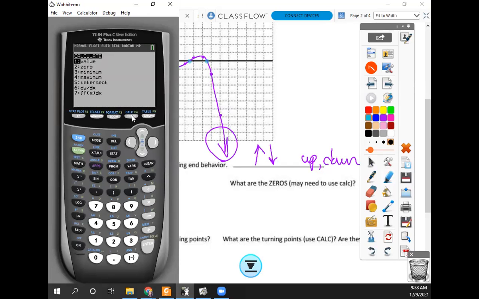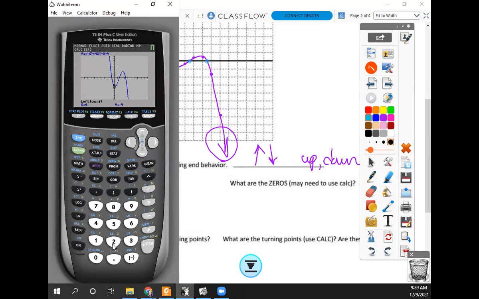You should see that zero is an option. It should be option 2. So everybody just select number 2 by either going down and hitting enter or just selecting the number 2. Notice that your calculator has a question for you. It says left bound, question mark.